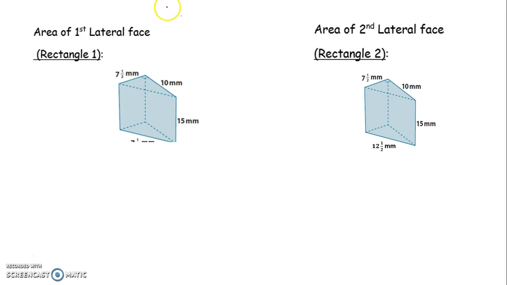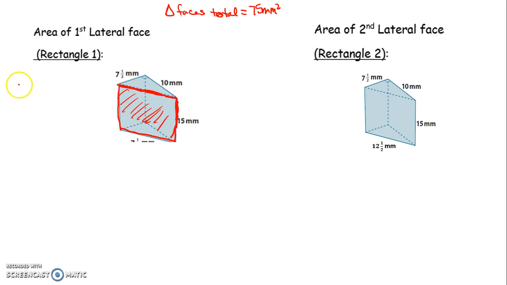Okay, so we have to remember for our triangular faces, the total area was 75 millimeters squared. I'm going to need that back, so I don't want to lose it. So let's find the area of the first lateral face. We can choose any lateral face we want. I'm going to choose this lateral face. So I'm just going to outline this lateral face right here. And for this lateral face, I need to know the length and width, or base and height. Well, I can see the height is 15.